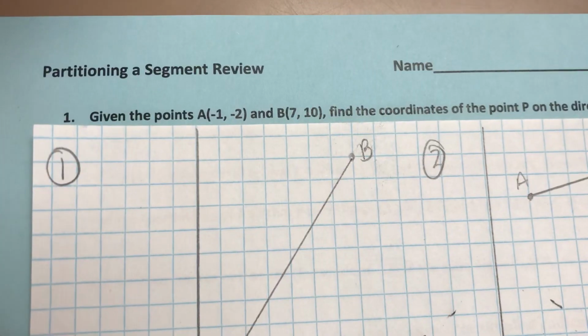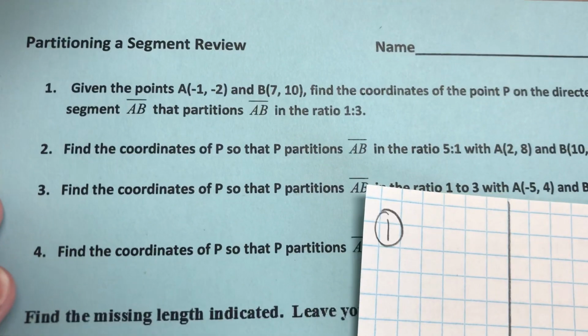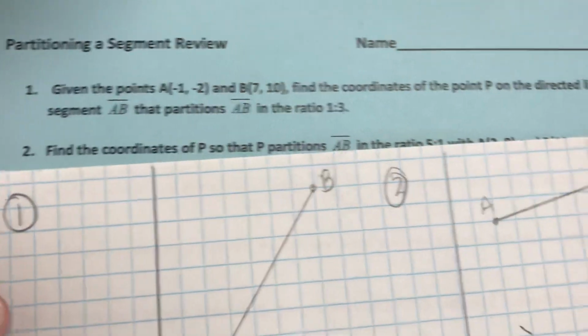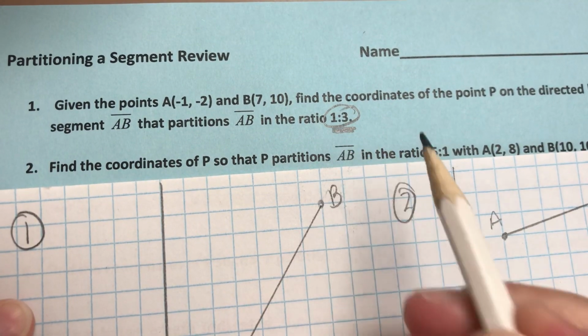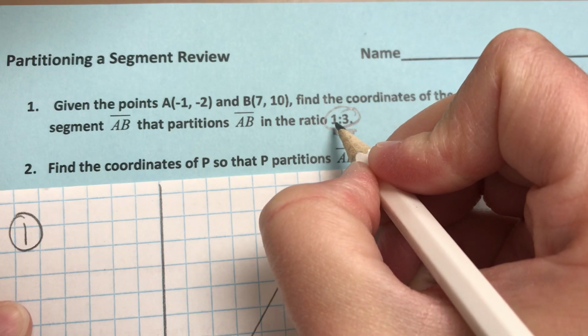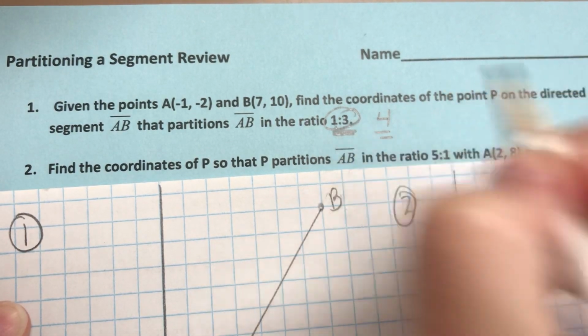Everybody, so we're doing the partitioning and the geometric mean review. Here we go. For all of these, you want to realize that you want to graph it, and a ratio, anytime you see this, you want to remember that anytime you have a ratio of 1 to 3, that means you have a total of 4 pieces. Someone's getting 1, someone's getting 3.